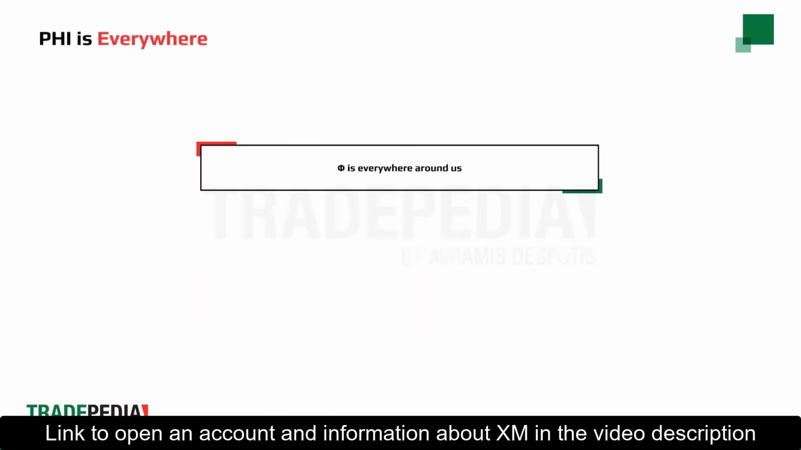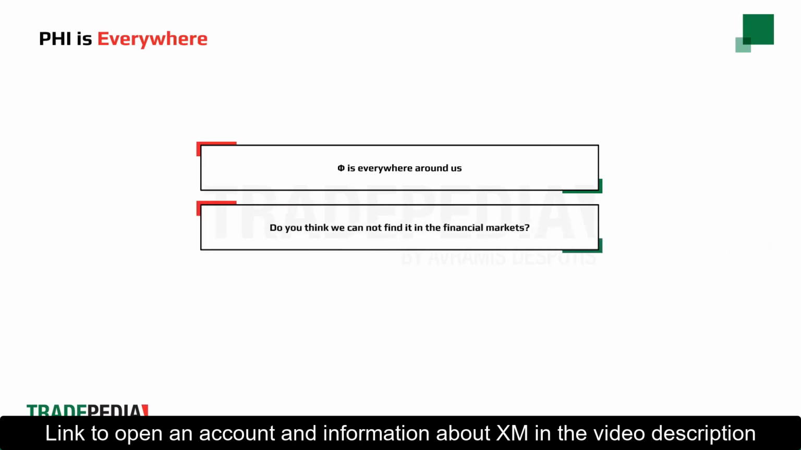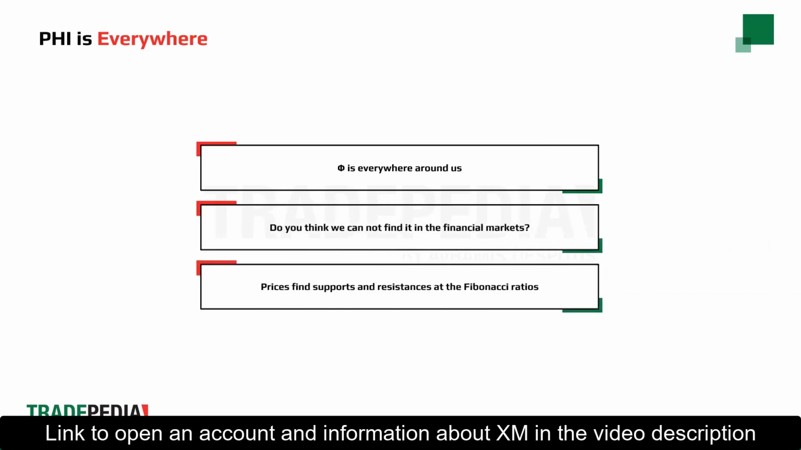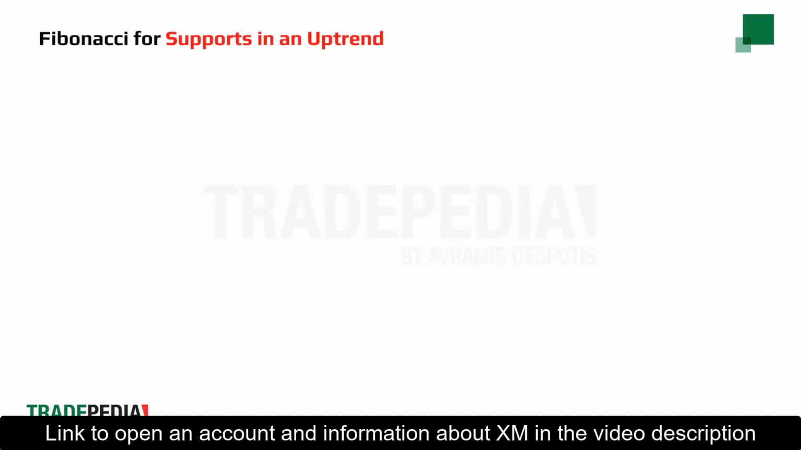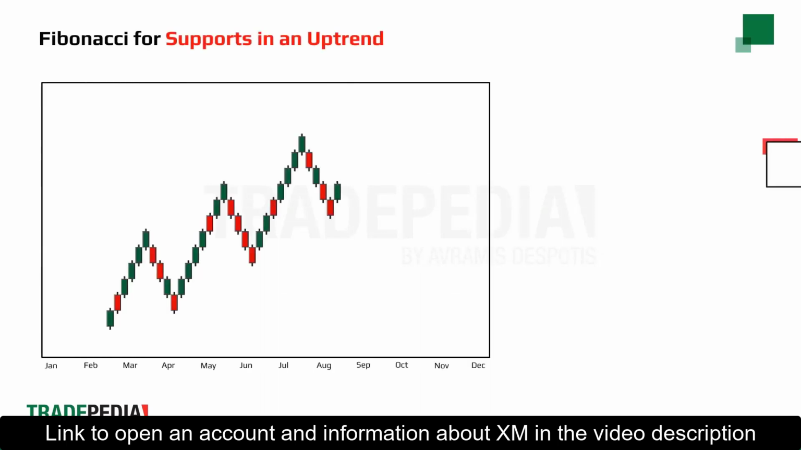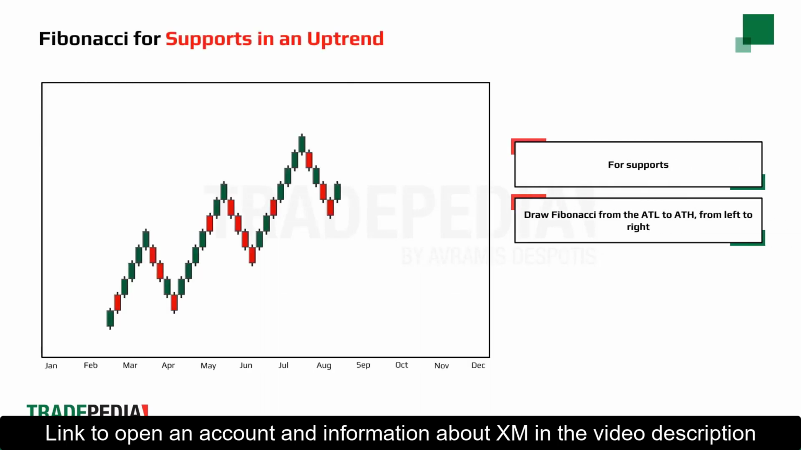Phi is everywhere around us, in the plants, the animals, the galaxy, even in our DNA, and of course, the financial market. It has been observed that prices find supports and resistances at the Fibonacci ratios. Finding supports in an uptrend using Fibonacci: draw Fibonacci from the all-time low to the all-time high, always from left to right.